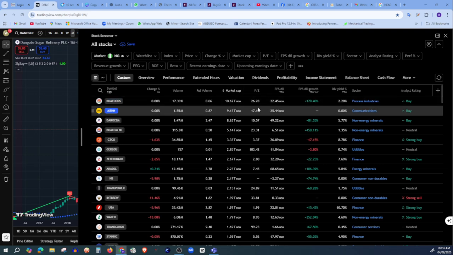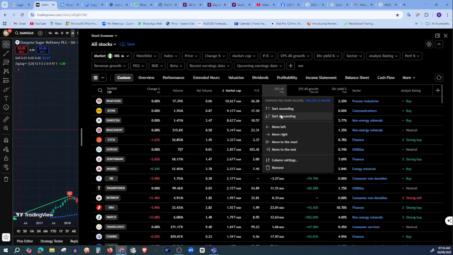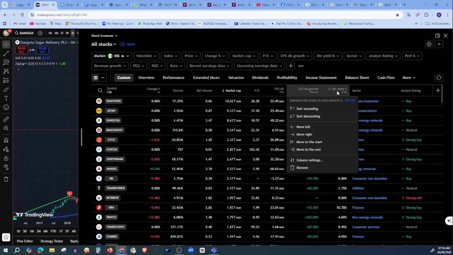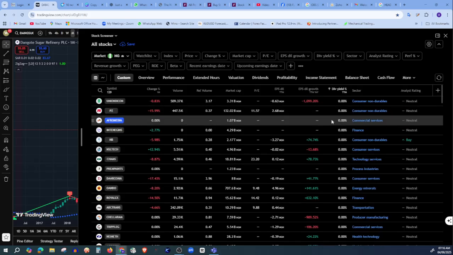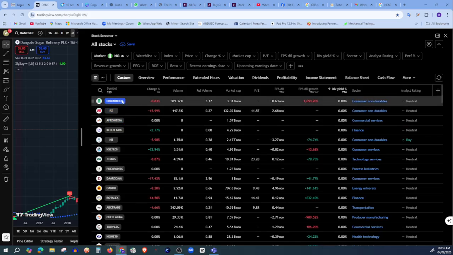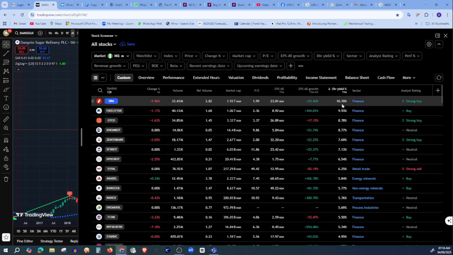Okay, what is the PE ratio? This is PE. You can also click sort or do anything. EPS, then this dividend yield also, you can sort based on dividend yield. Okay, this is the lowest dividend yield. Then followed by sorting from the highest. The highest dividend yield for now is UBA.